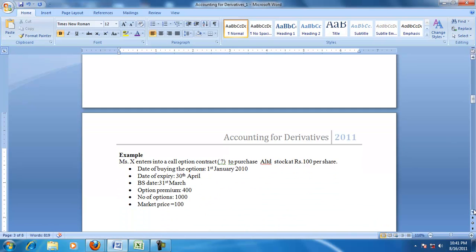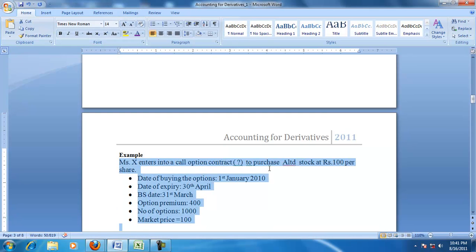Suppose X enters into a call option. Suppose this is the information given: it is purchased from ICICI Direct or any other dealer to purchase A Limited stock at 100 per share. It's a call option. The date of buying the option is 1st January. The date of expiry is 30th April. The balance sheet date is 31st March.